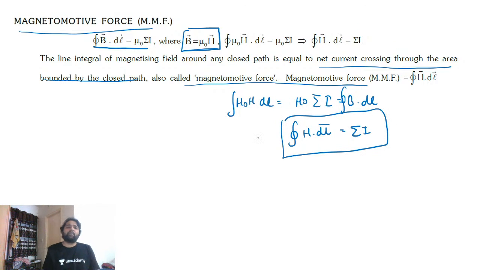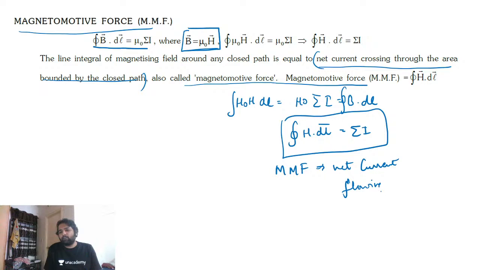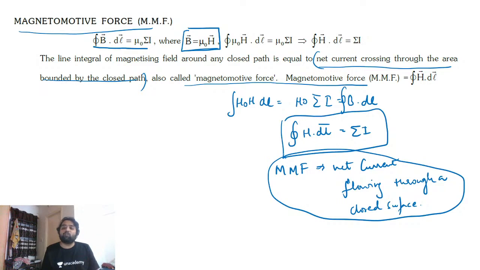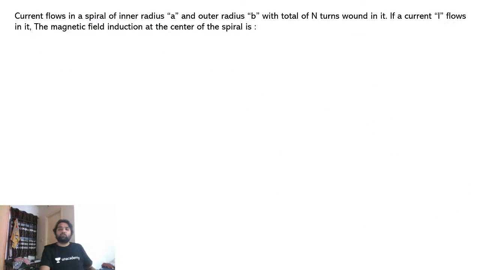It is very simple. What is magnetomotive force? It is nothing but the net current crossing through an area in a closed path. The word magnetomotive force may sound big. It is nothing but the net current flowing through a closed surface. The net current flowing through a closed surface is only defined as the magnetomotive force for the given closed loop. So I hope you understood it.